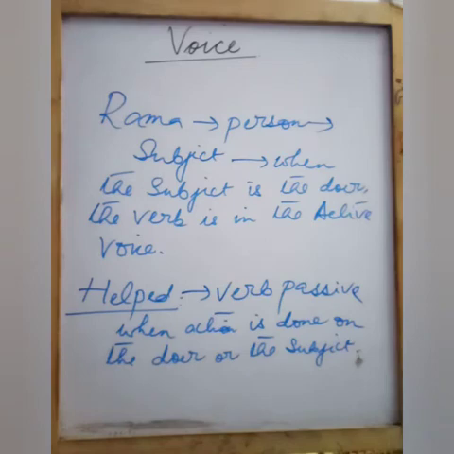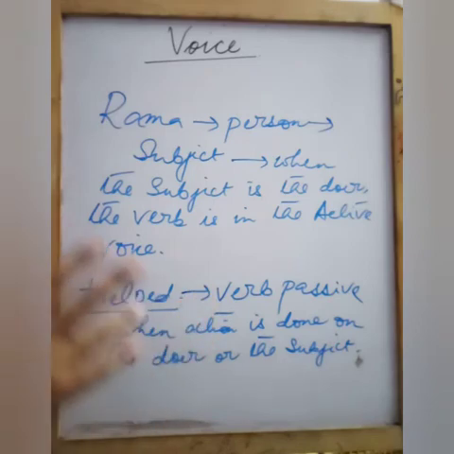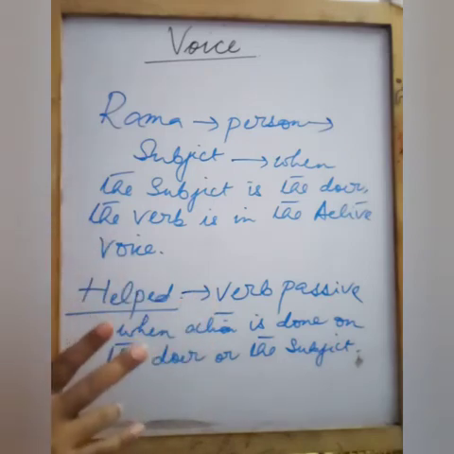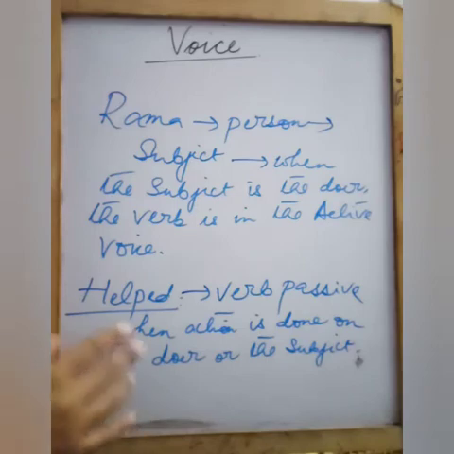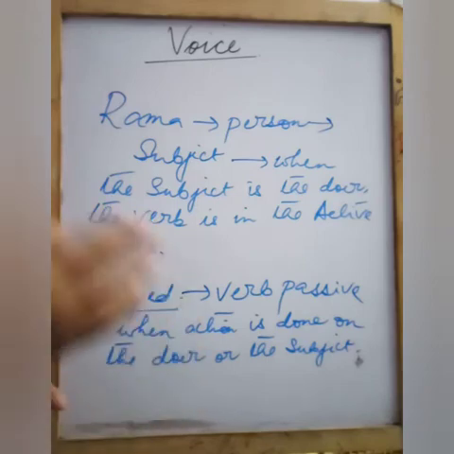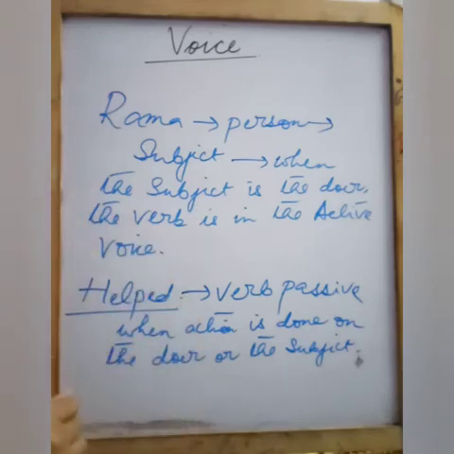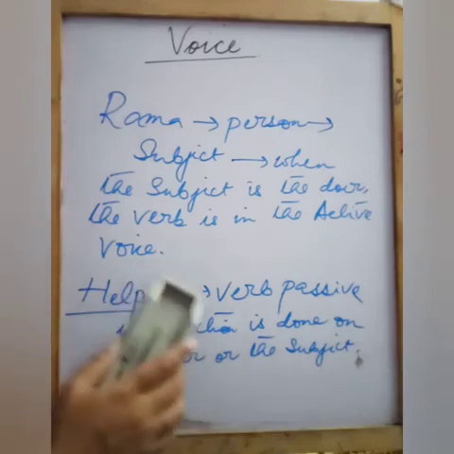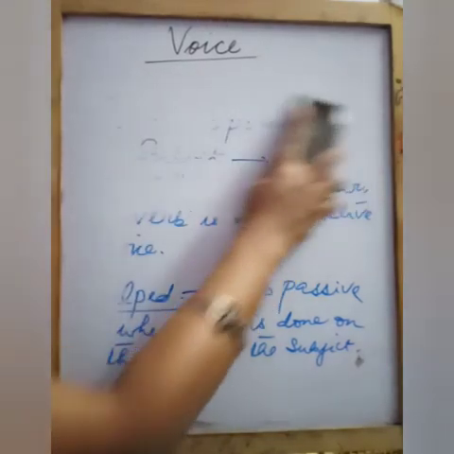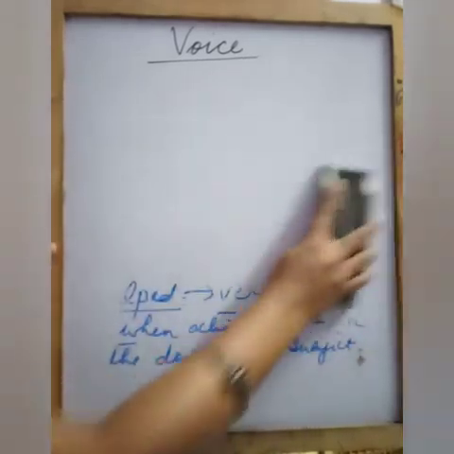So when something is done to Hari, the person denoted by the subject, in such a case that verb becomes passive. So it is a very, very simple difference. It is just that when the subject does something, then that verb which is denoting that action is in the active voice. And when the verb shows that the action is being done on the subject, then such a verb is in the passive voice. Now we will do some sentences in the active and passive voice, then it will become very, very clear to you.